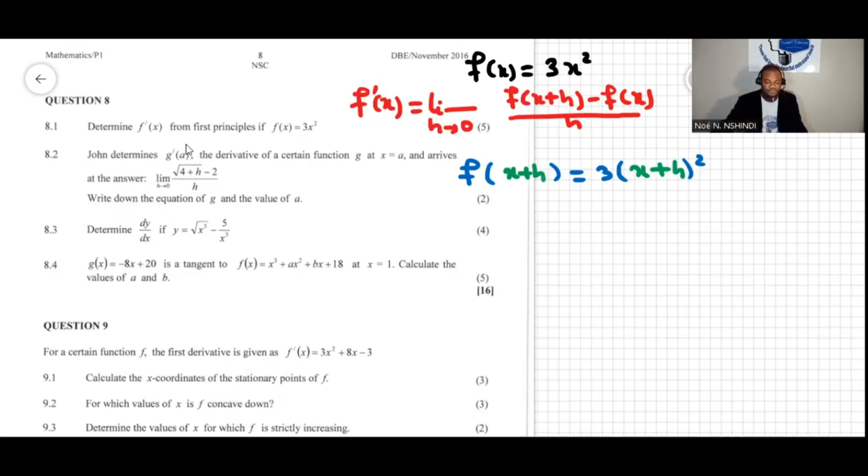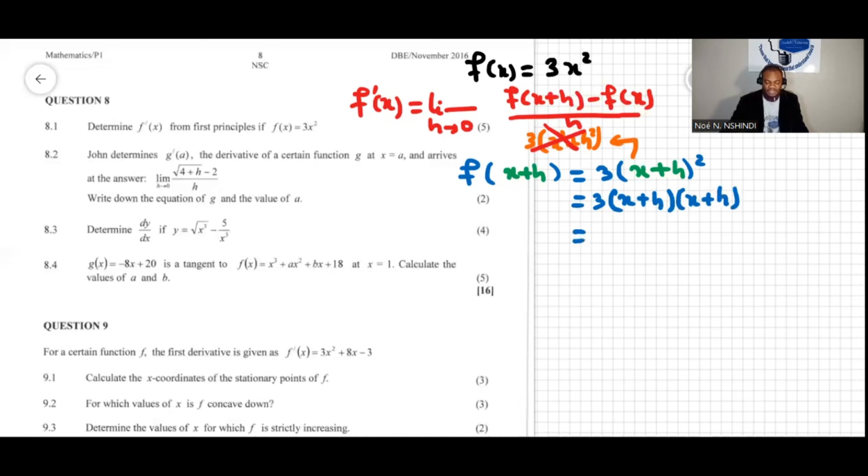The same equation of f of x, which was 3x squared. Now f of x plus h is equal to 3 times x plus h, squared. Then we're going to expand this. Be careful: this is not 3x squared plus h squared. Okay, don't do that, but rather write x plus h and then x plus h.